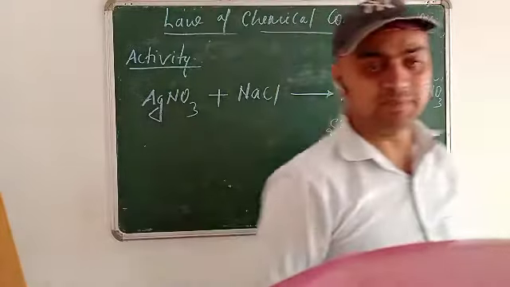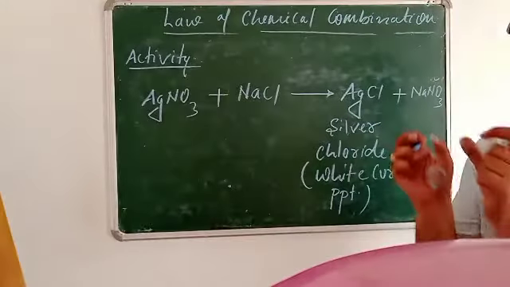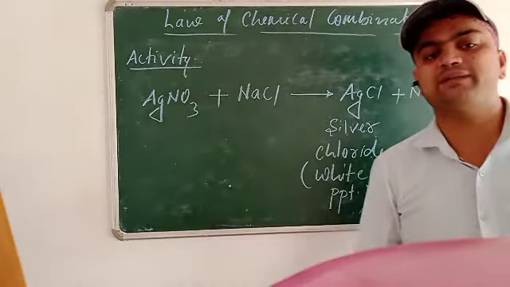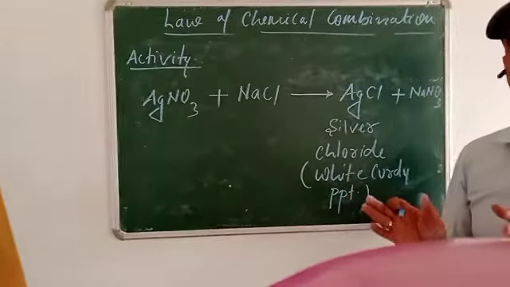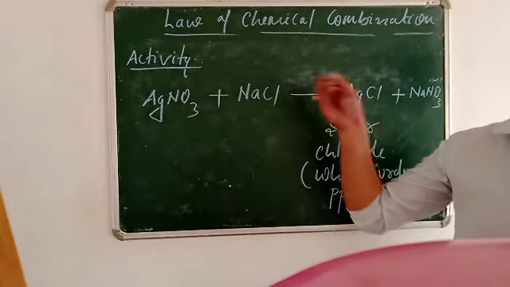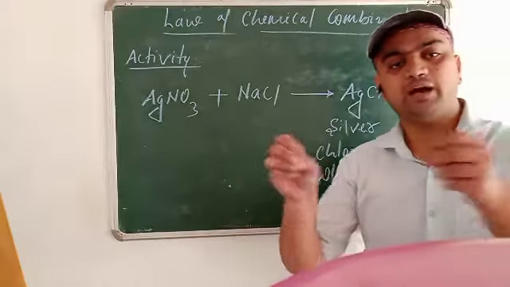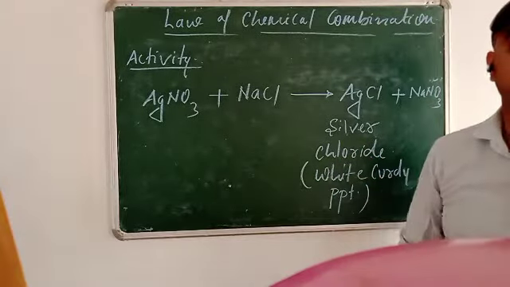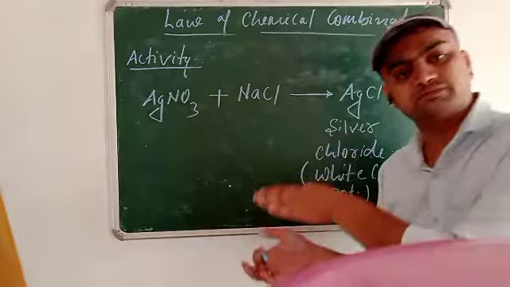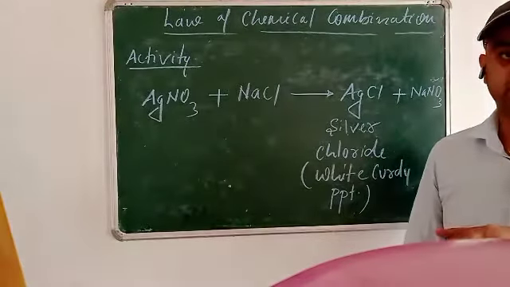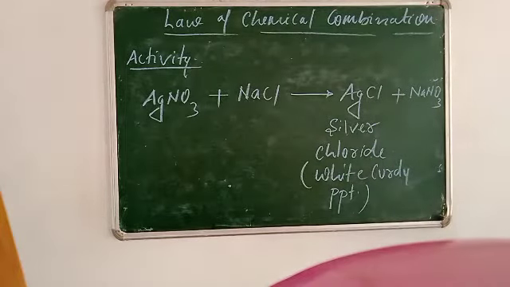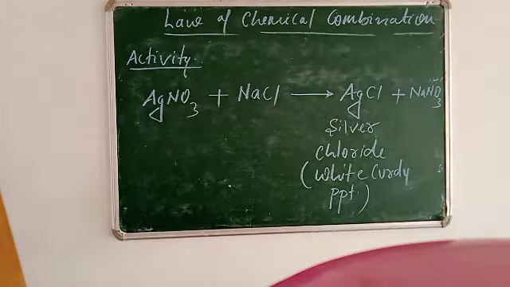There is an apparatus that has been taken, and in one side of the apparatus the silver nitrate solution has been filled, and in the second test tube the sodium chloride solution has been placed. After tilting these two test tubes, the silver nitrate mixes with the sodium chloride and the sodium chloride mixes with the silver nitrate. So in this way, in both test tubes there is a formation of a compound known as silver chloride, which gives the white curdy precipitate.